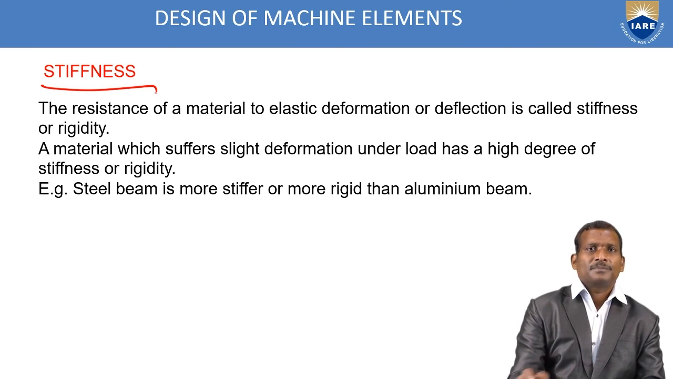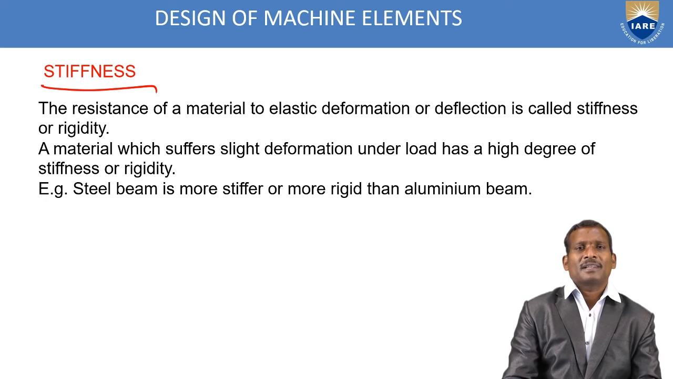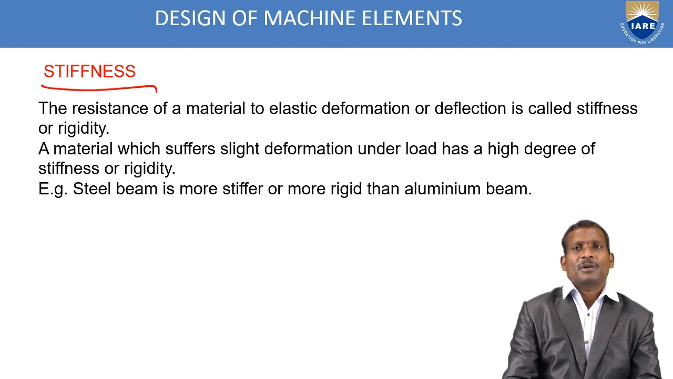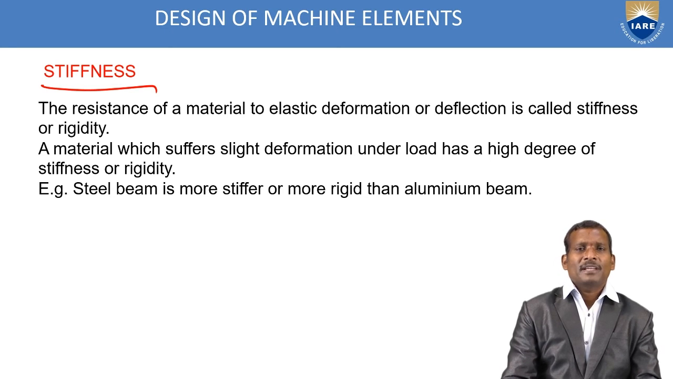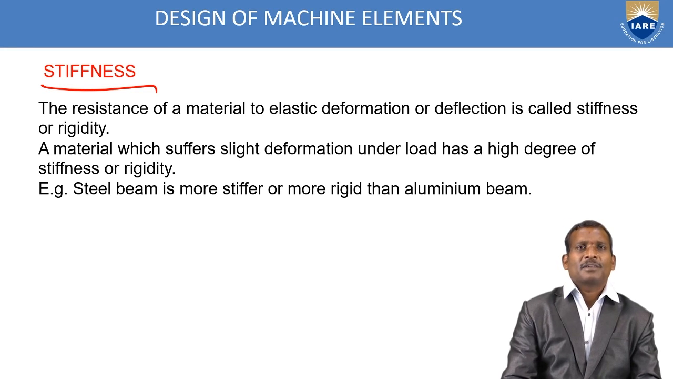Next, stiffness. The resistance of a material to elastic deformation or deflection is called stiffness or rigidity. So the material should withstand elastic deformation or deflection. A material which suffers slight deformation under load has a high degree of stiffness or rigidity. Example, a steel beam is stiffer, more rigid, than an aluminum beam.